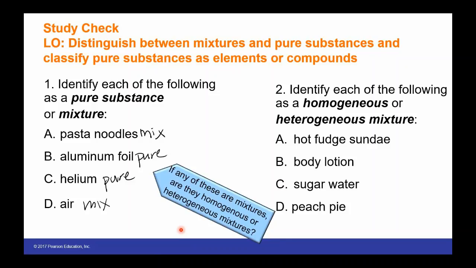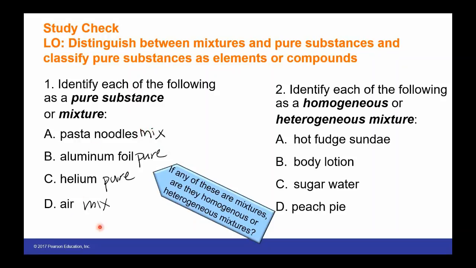Can we further classify these mixtures as either homogeneous or heterogeneous? What about pasta noodles? Let's say we're talking about plain regular old pasta noodles, not wheat pasta noodles. What would they be considered? Heterogeneous or a homogeneous mixture? Right, homogeneous. What if it was those wheat pasta noodles? Yeah, that would be a heterogeneous mixture because you can actually see the wheat flecks in the pasta.